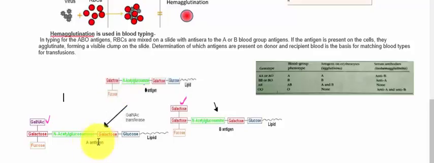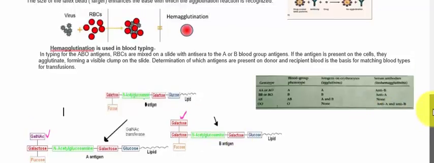In the A antigen, N-acetylgalactosamine is the immunodominant sugar. And in case of the B antigen, galactose is the immunodominant sugar. So that's all about the agglutination reaction.